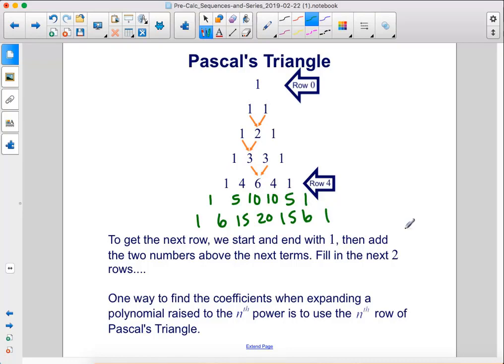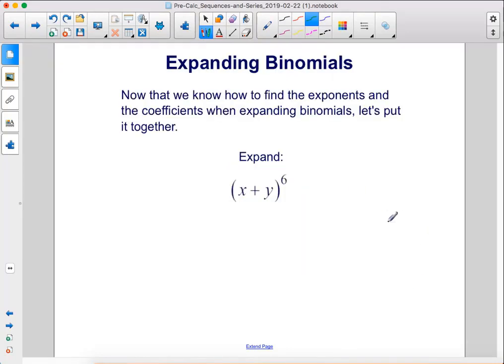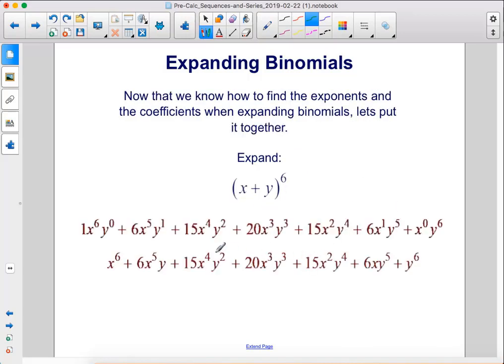One way to find the coefficients when expanding a polynomial raised to the nth power is to use the nth row of Pascal's triangle. Now that we know how to find the exponents and the coefficients when expanding binomials, let's put it together. Let's expand x plus y to the 6th power. Focusing first on the exponents, we begin with x to the 6th, y to the 0 here. Then the exponents for x decrease 5, 4, 3, 2, 1, 0. And the exponents for y go up from 0 to 6. Y to the 0, y to the first, second, third, and so on.